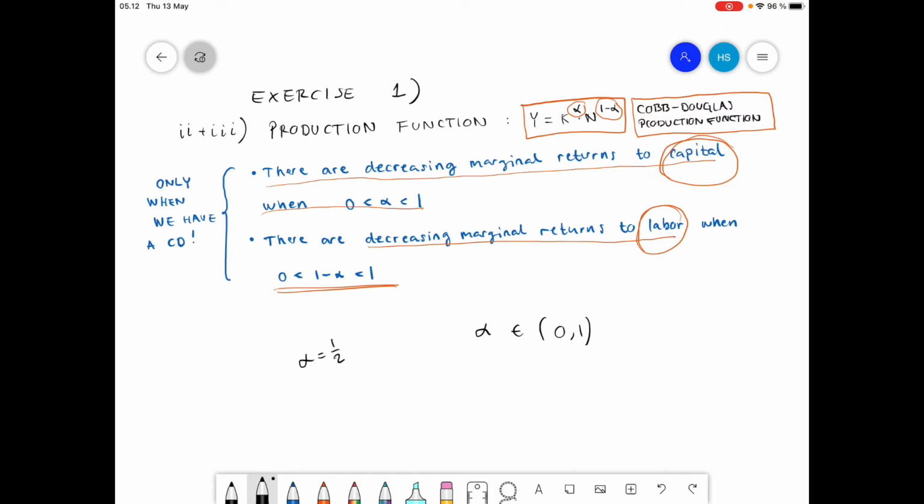So if alpha, for instance, is equal to 1/2, yes, alpha is between 0 and 1, and it fulfills the assumption. Then the exponent that labor is raised to must be equal to 1 minus alpha, and that is 1/2. Okay, so both exponents are between 0 and 1. Therefore, we have decreasing marginal returns.